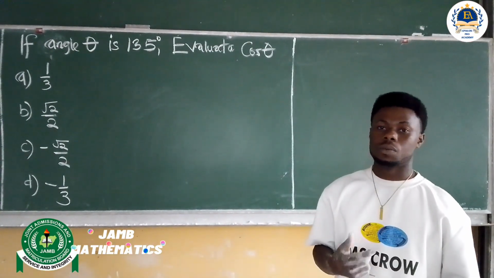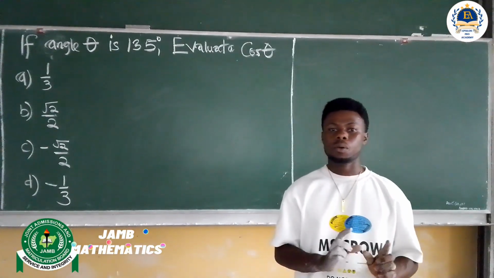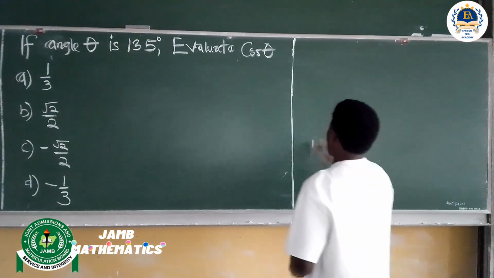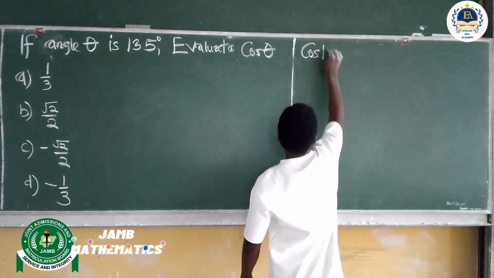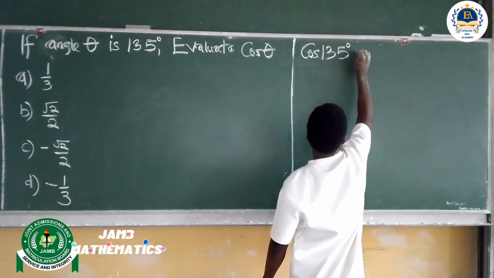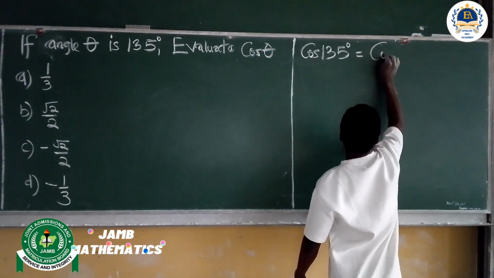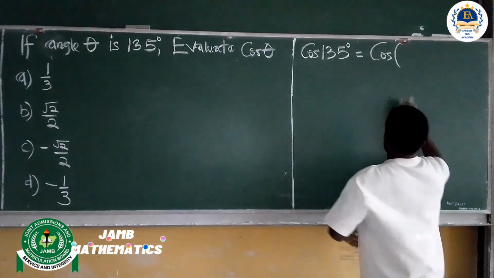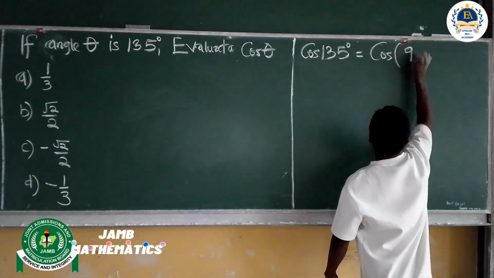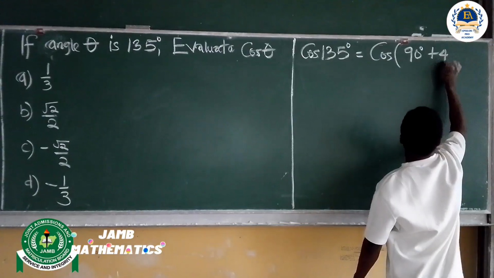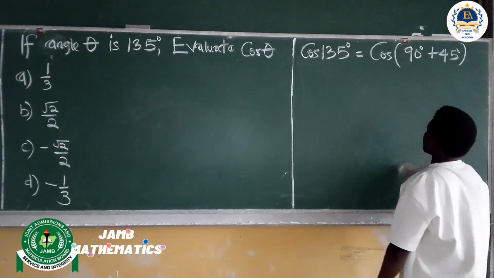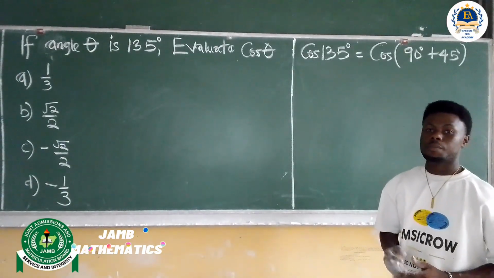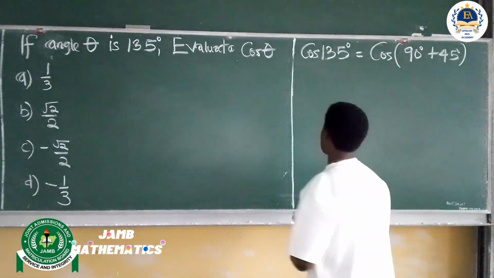So the first thing we have to do is to split cos 135 degrees into special angles. Cos 135 degrees is equal to cos, splitting 135 into special angles, it becomes 90 degrees plus 45 degrees. That is the first approach. Now the next thing is to apply the angle formula.